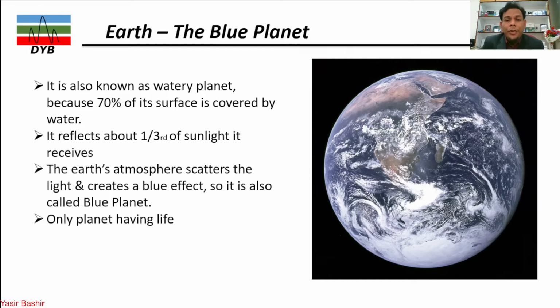And the Earth's atmosphere scatters the light and creates a blue effect. So it is also called the blue planet. That is also one of the factors in how it reflects the light in which colors. And it is the only planet where human life exists, not only human life but other organisms also exist on this Earth.